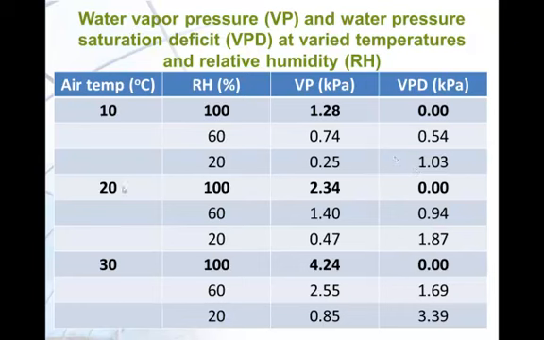So the same situation, 20 degrees C, 100% humidity, saturation is 2.34. At 60% humidity, meaning 60% of the vapor pressure is contained in the air, so 1.40. So VPD is the difference, 2.34 minus 1.40 equals 0.94. So that's the table it's showing to you, the relationship between VPD, temperature, and humidity.